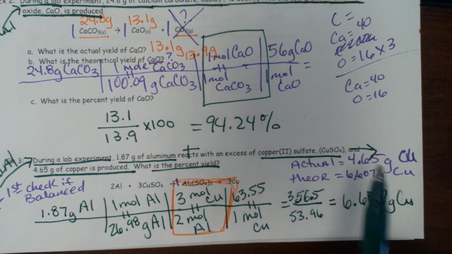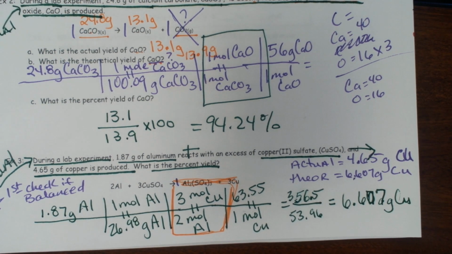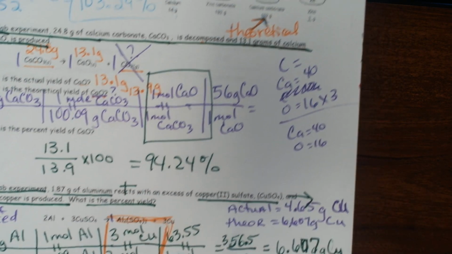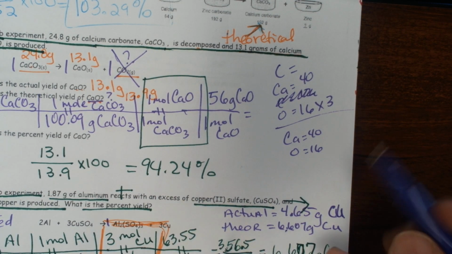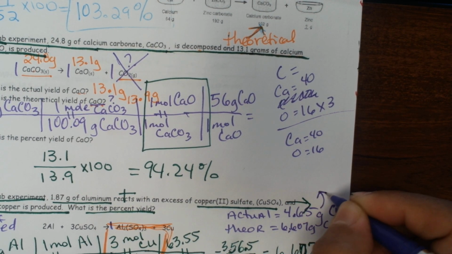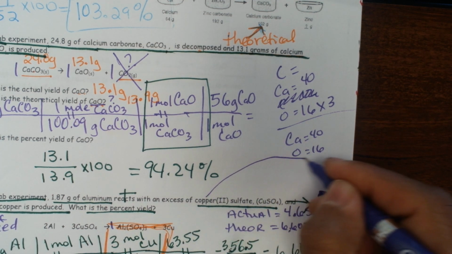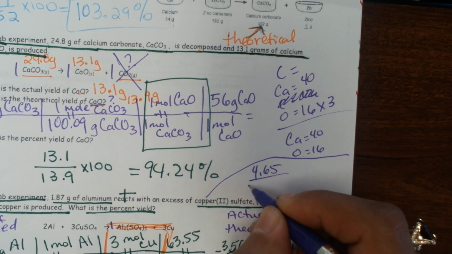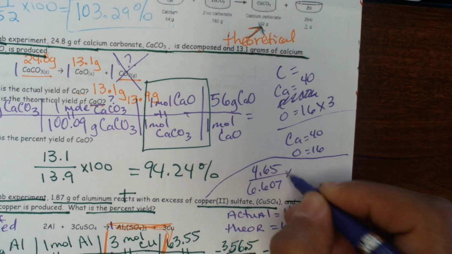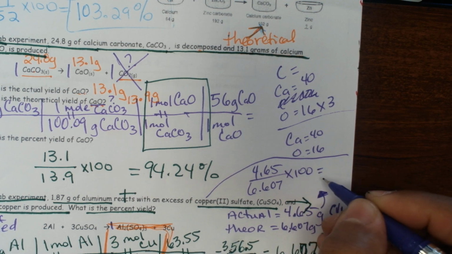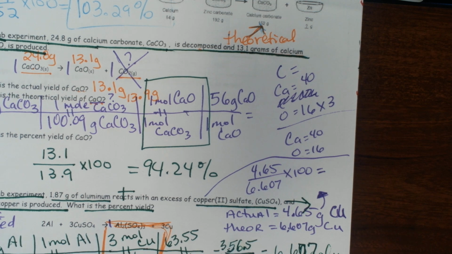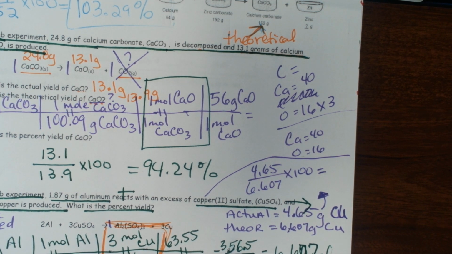So now that we have our two numbers over here, we can go ahead and divide these numbers: 4.65 divided by 6.607 multiplied by 100. Leo, what'd you get? 70.37. 70.37.